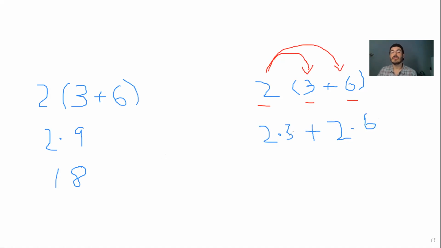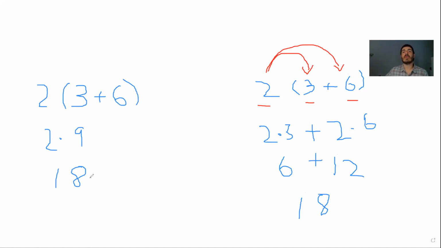So let's see if I do. 2 times 3 is 6. I'm doing my multiplication first because now I am going to follow order of operations. And 2 times 6 is 12. 6 and 12 is 18. Lo and behold, it's the same thing.